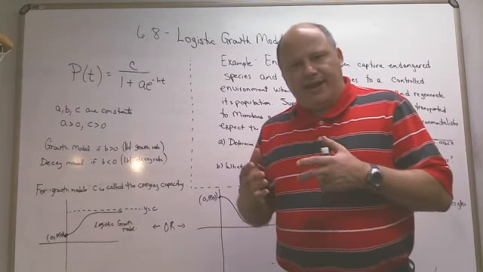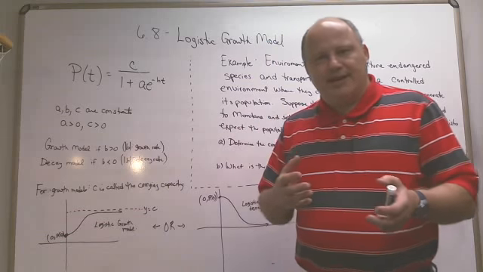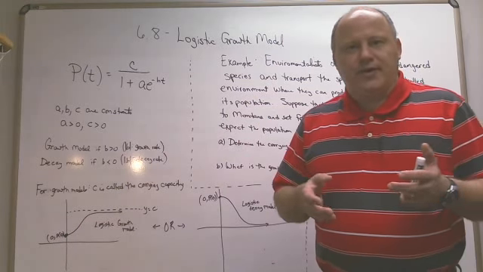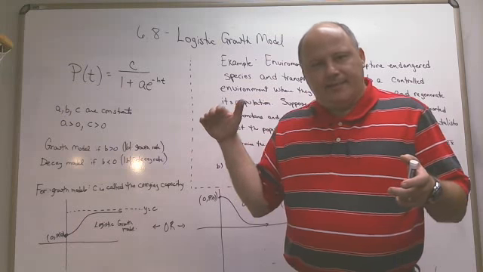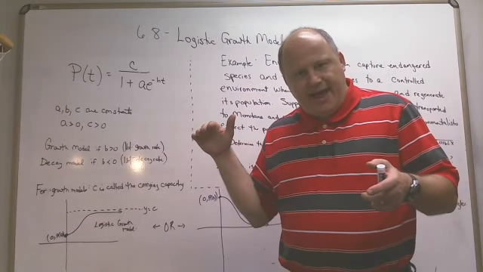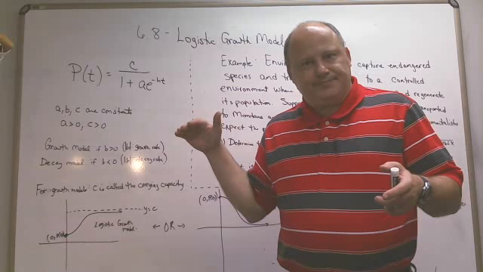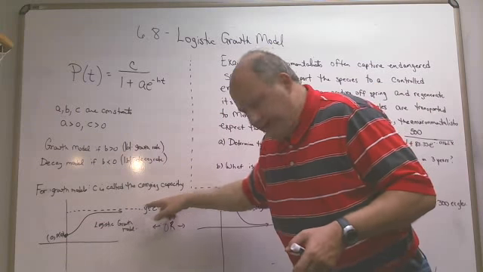And like I said, for growth models, C is called the carrying capacity. So if you put some kind of animal on an island, they start growing and growing. Well, they're not going to grow without bound. There's a certain point where the capacity the island can have is going to hit its limit. And that's what's going on right here.